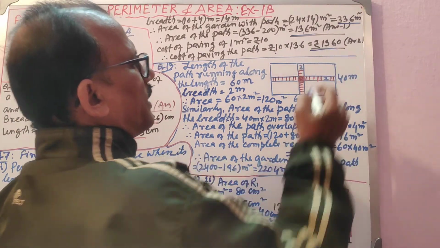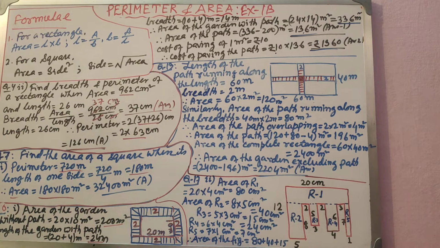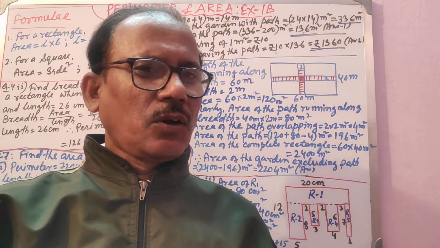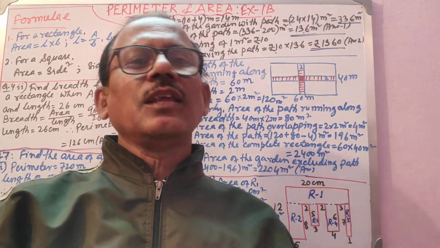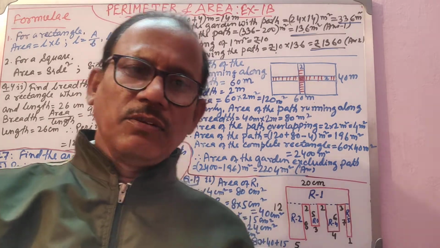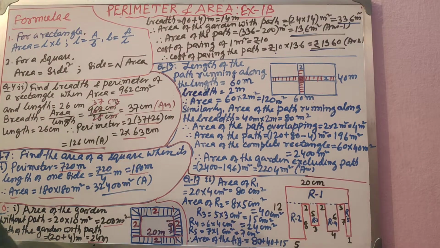The thing is very simple once you understand. First you find out the area or the perimeter of the required portion. Then you multiply that with the rate, and you will find out the total cost. Now I am taking question number 13.